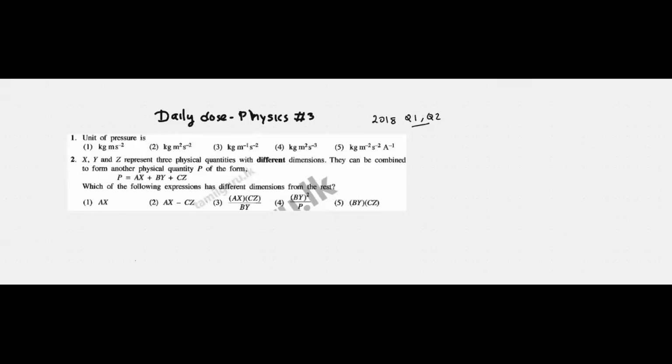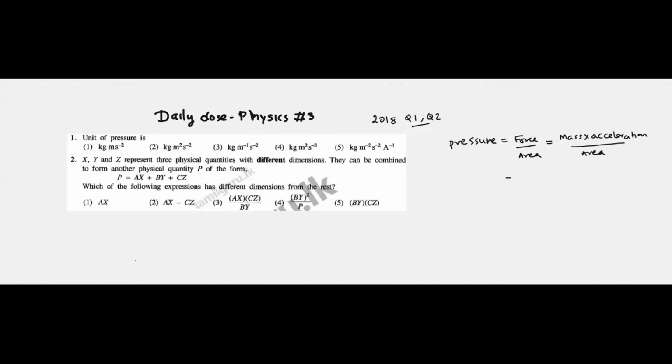So the first question is the unit of pressure. So we have to find the unit of pressure. For that, the relationship to find the pressure is force divided by area. So force acting per unit area is pressure. So force over area gives pressure. And force can be found using the formula mass into acceleration. So mass multiplied by acceleration gives you the force. So mass into acceleration divided by area gives us pressure.